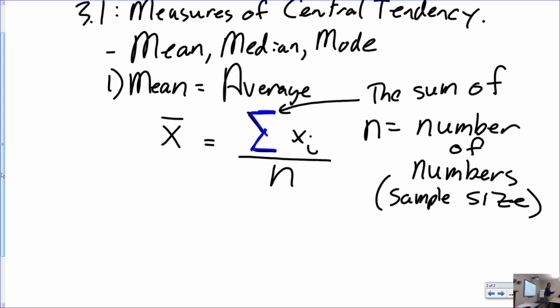But that is very common notation. Statisticians will use summation notation on a regular basis. So when you start seeing this Greek letter sigma, folks, from now on, your brain had better start thinking add instead of Greek.